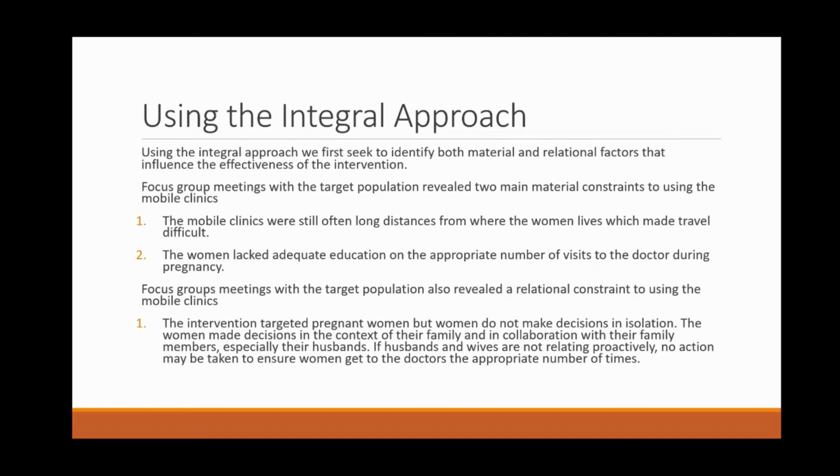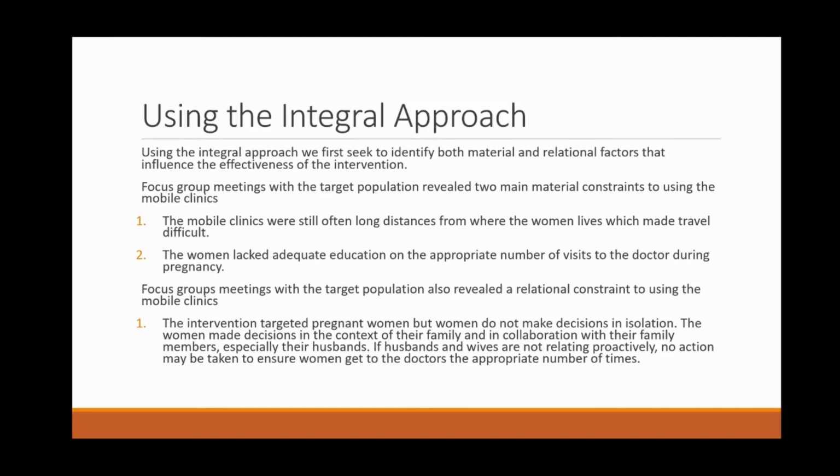But it's not because the women are just not making decisions to visit the doctor. It's because of the way that decisions are being made within the household. It's because of the way in which members of the household are relating to each other. And if members of the household are not behaving in a proactive and participatory way, there might be reasons why the women are not able to access the doctor visit.